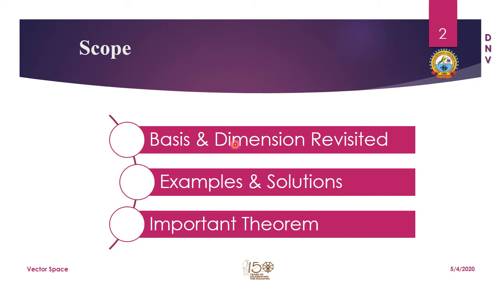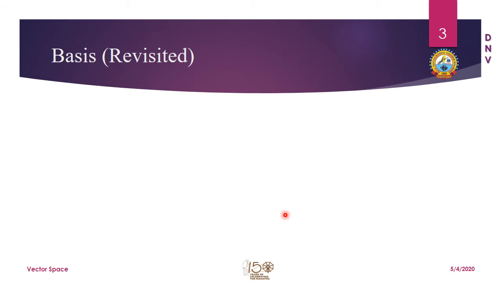Number one, basis and dimension will be revisited just for refreshing, because time is left between two lectures. Second is examples and solutions, so that we can better understand what is the basis and what is the dimension of a vector space and how these are evaluated. And in the last, we will consider a couple of theorems regarding dimension of vector space and vector subspaces.